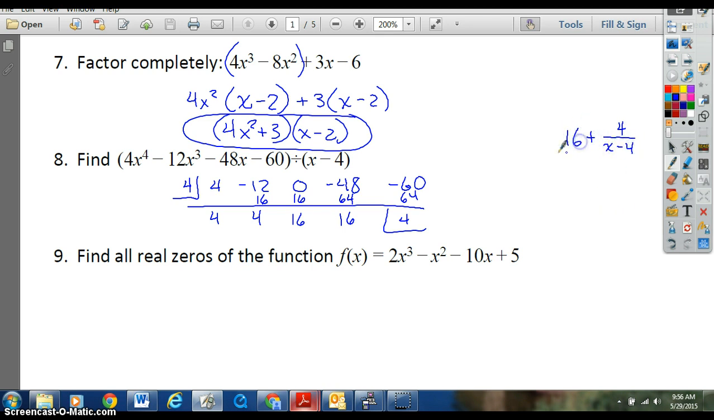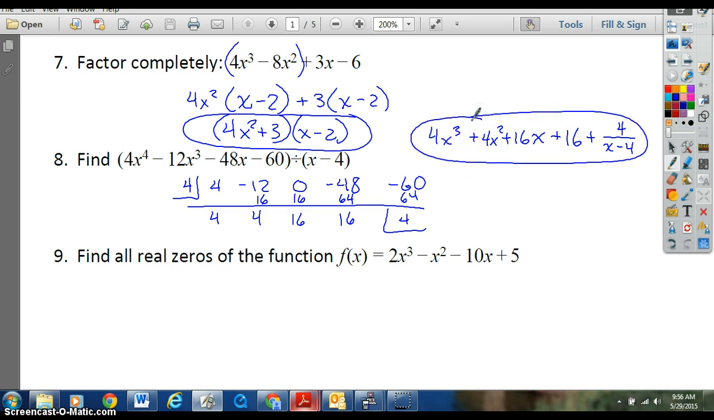I have 16 as my constant. I have 16x. I'm going to have 4x squared. And then I'm going to have 4x cubed. That would be it. Notice I work backwards there.